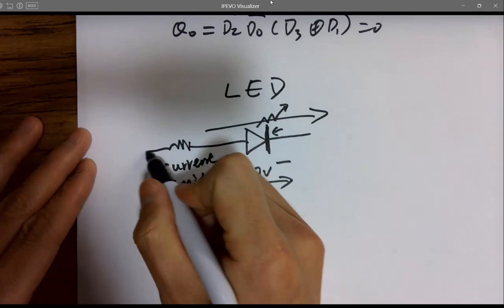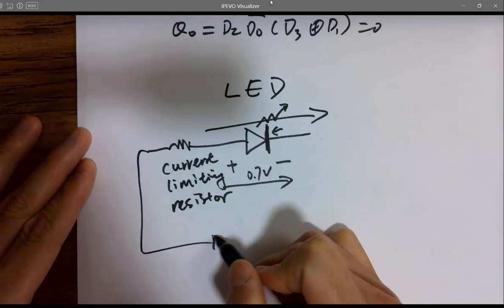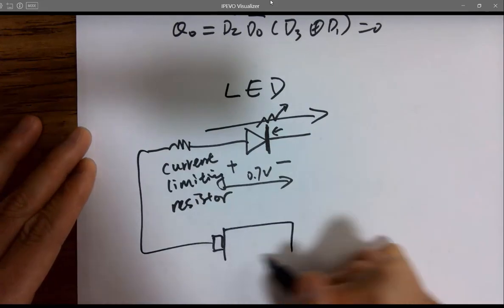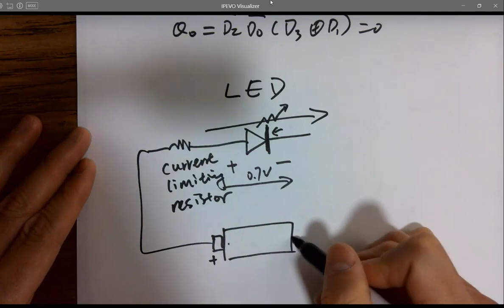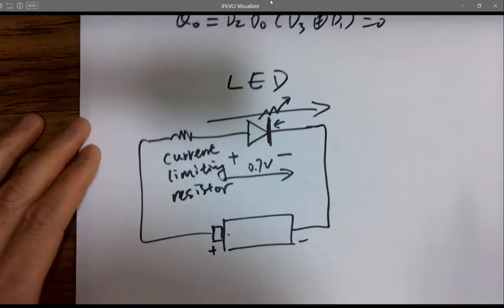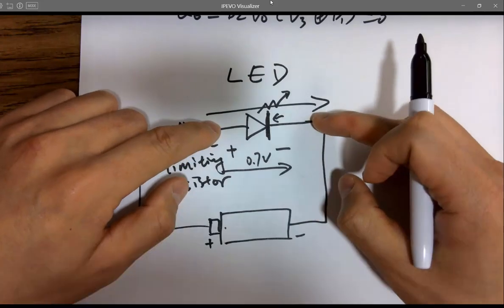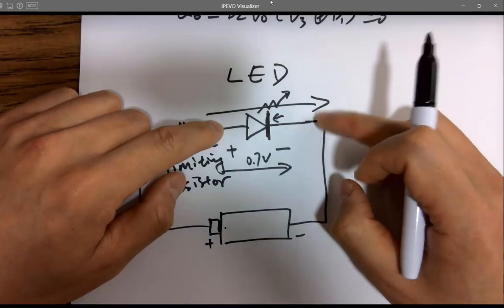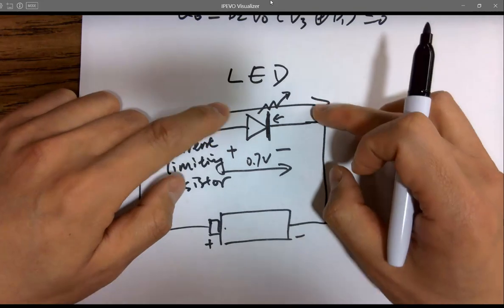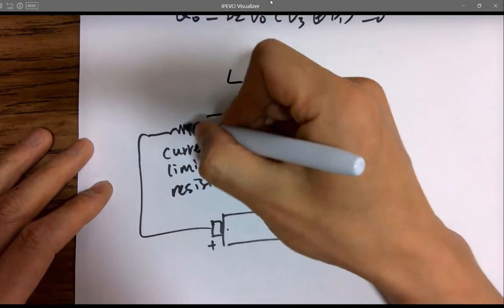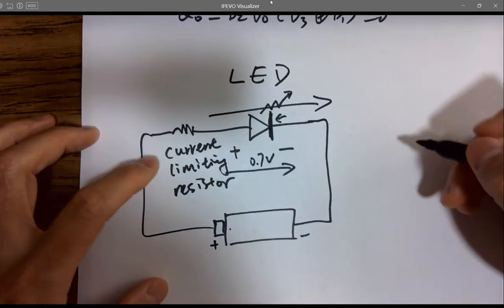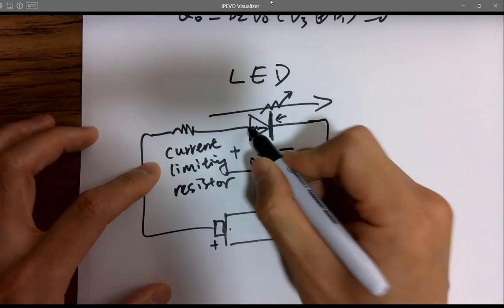So you don't want to directly add a battery. For example, here's a battery, plus, minus, okay? You don't want to directly add a battery to the two terminals of the diode because you are possibly going to blow it off or reduce the lifespan of the diode. So you want to add a little current limiting resistor because the internal resistance of this diode is really low.